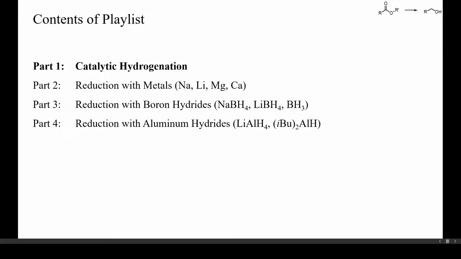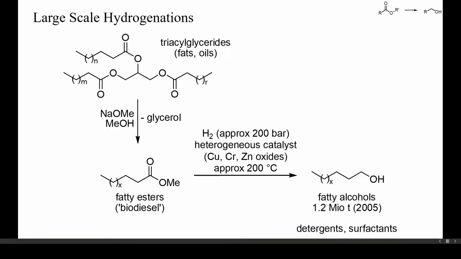Because esters are easier to purify by chromatography, for small-scale laboratory preparations the reduction of esters is more common than that of carboxylic acids. With most reducing agents, esters are also easier to reduce than acids. The latter may also consume one additional equivalent of hydride by protonation. One industrial use of ester reduction is the preparation of fatty alcohols from triacylglycerides.